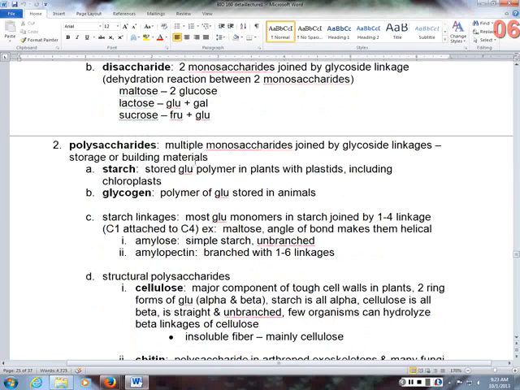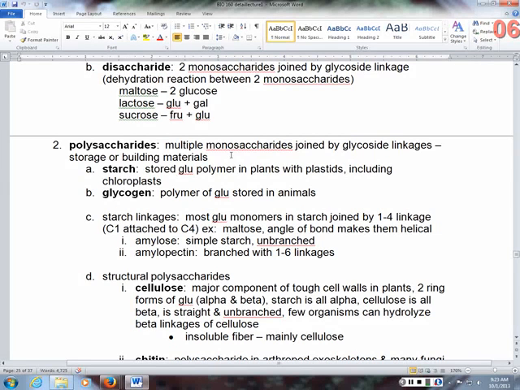So polysaccharides are going to have multiple monosaccharides that are joined by those glycoside linkages. A starch is going to be stored glucose in plants within the plastids. They're going to be stored in plastids that include your chloroplasts. Glycogen is going to be the polymer that's stored in animals. So both plants and animals can store some sugar. We store it as glycogen, plants store it as starch.